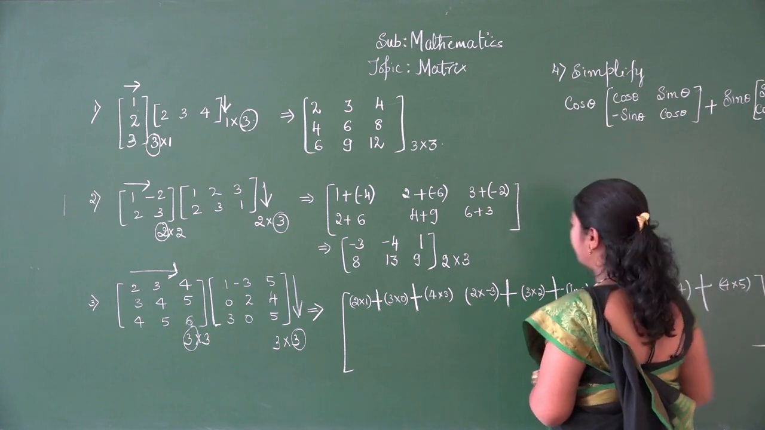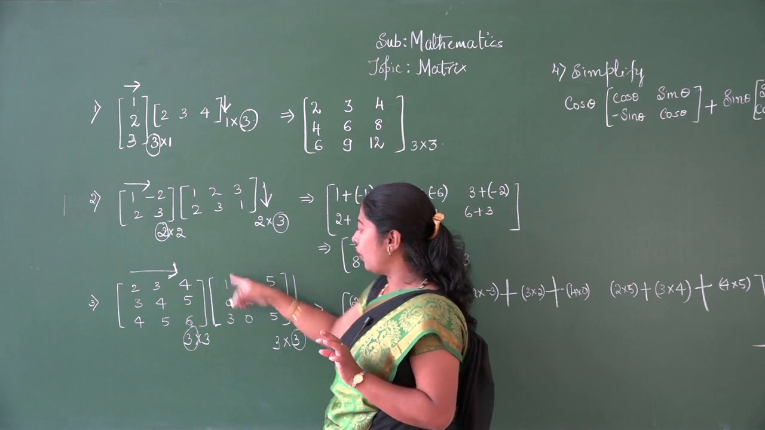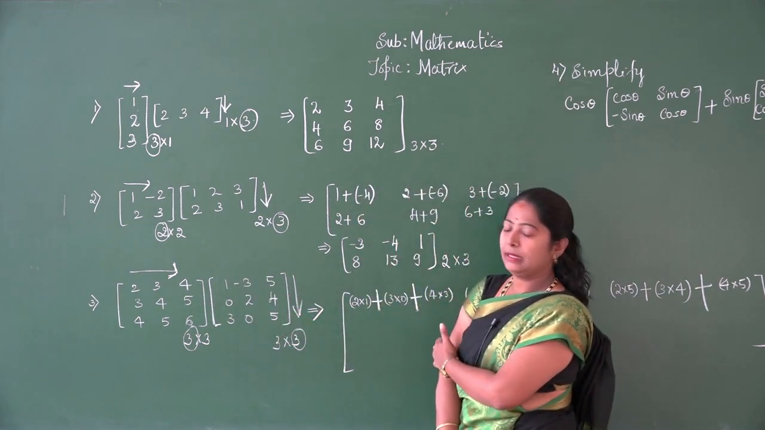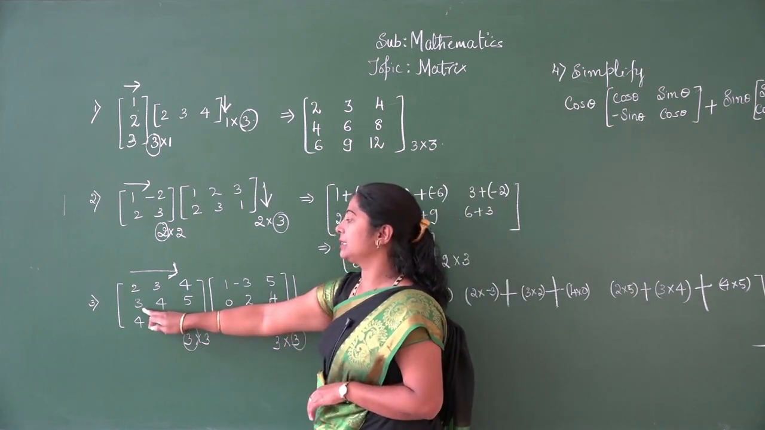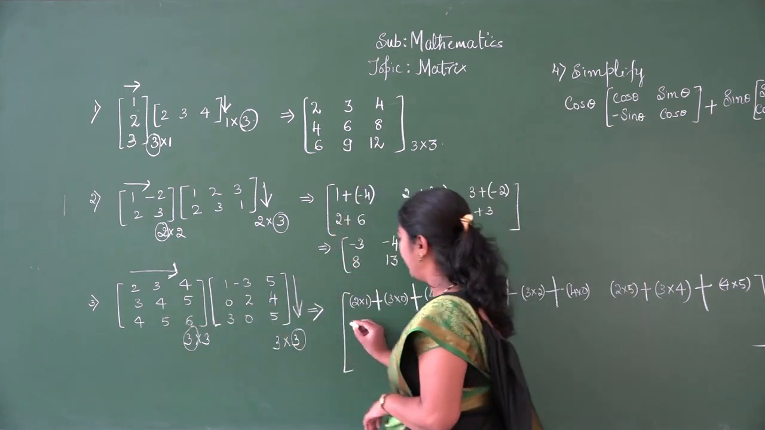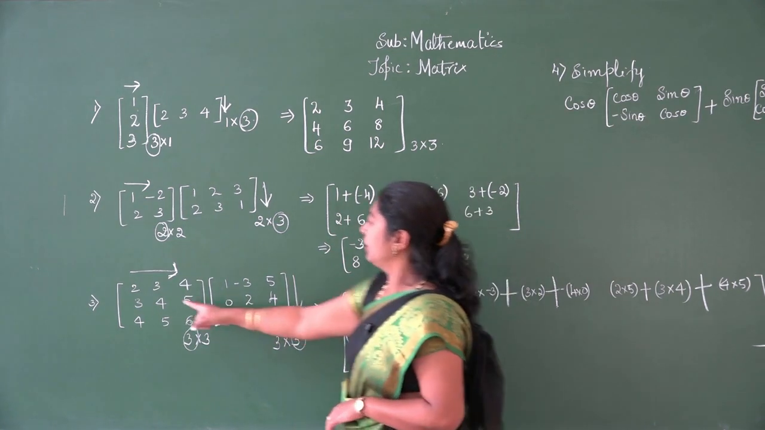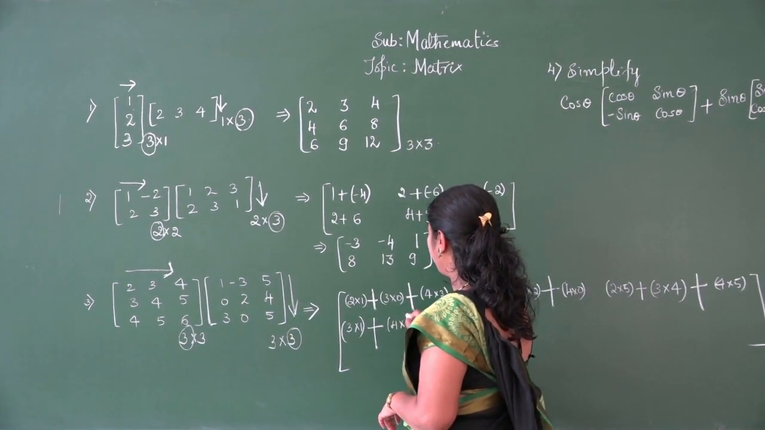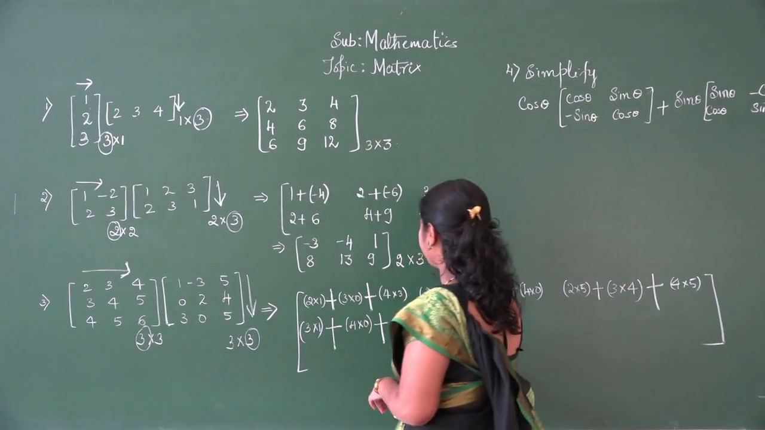Here you can observe we started off with the first row and we completed with all the columns with the corresponding elements. Similarly, we shall pass on to the second row now. Which is the second row? 3, 4, 5. This can be written as 3 into 1 plus 4 into 0 plus 5 into 3.